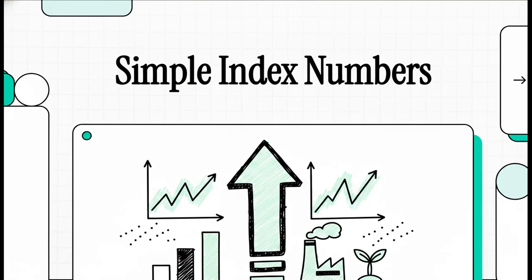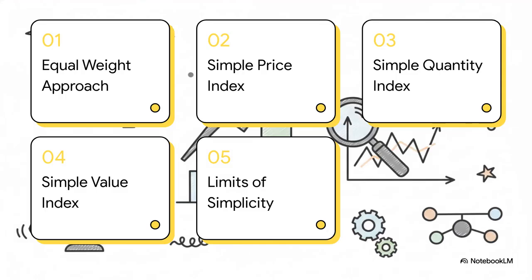All right, let's jump right in. Welcome to this explainer on simple index numbers. Today, we're going to break down exactly how economists measure changes in the economy using literally the most straightforward tool in their toolbox. If you've ever wondered how we mathematically track massive shifts in things like general price levels or agricultural production over time without getting completely lost in the weeds of complex data, well, this is exactly where it all begins.